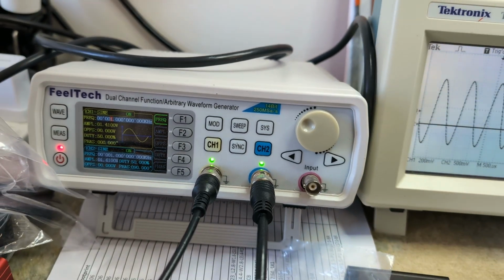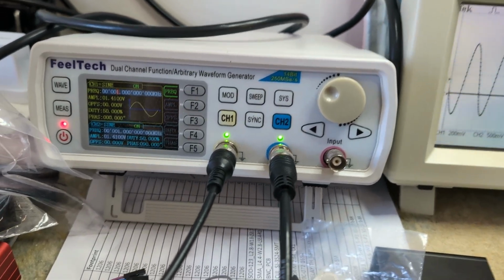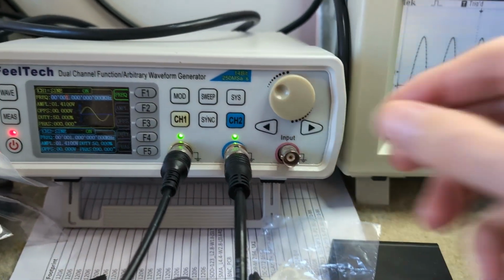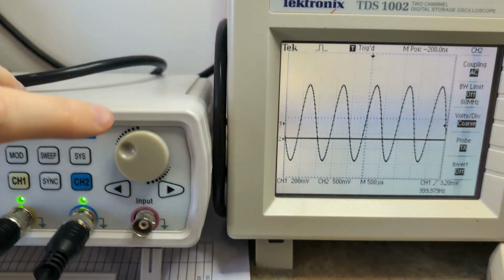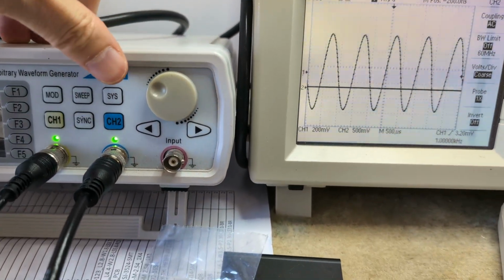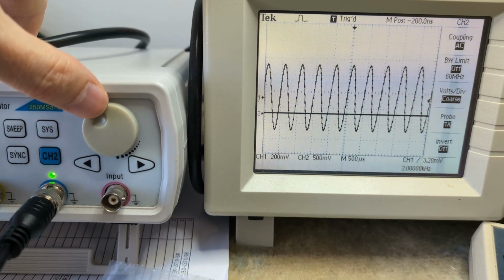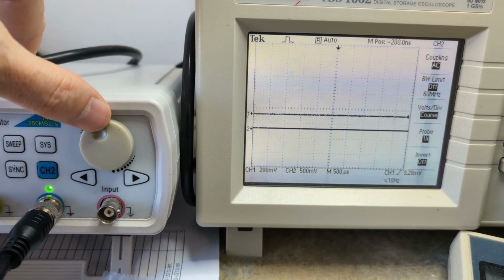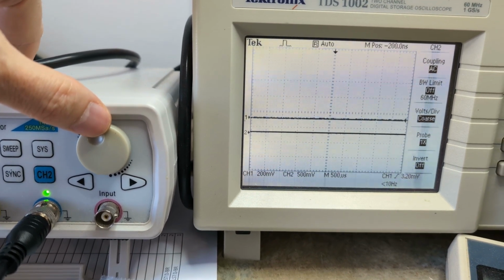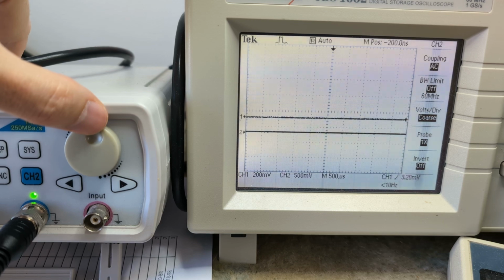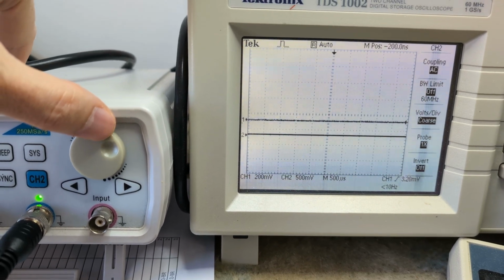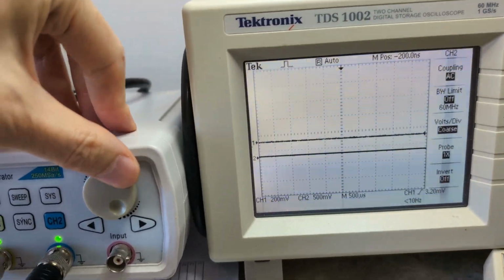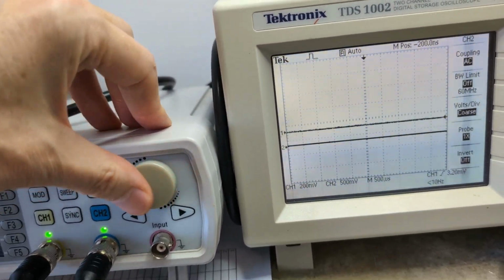So if I adjust the frequency up, get this organized, adjust the frequency up to 2 kilohertz, 3 kilohertz. I've got a low pass filter there. And what happens if we keep going up to the Nyquist frequency of 125 kilohertz? So I'm going to keep going up.